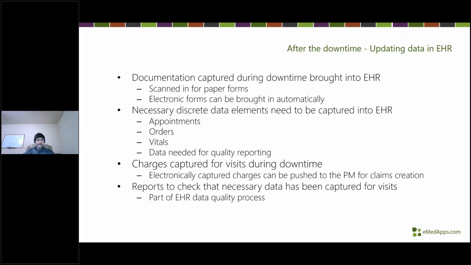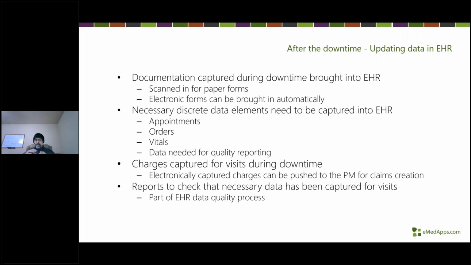so that when those reports are run, that information is available and is part of that reporting. The charges that were captured during the downtime, if those charges were electronic, they can be pushed back into your PM system so that your back office team can go through their normal workflow, create those claims, get them out of the door so you can start to get payment on that.